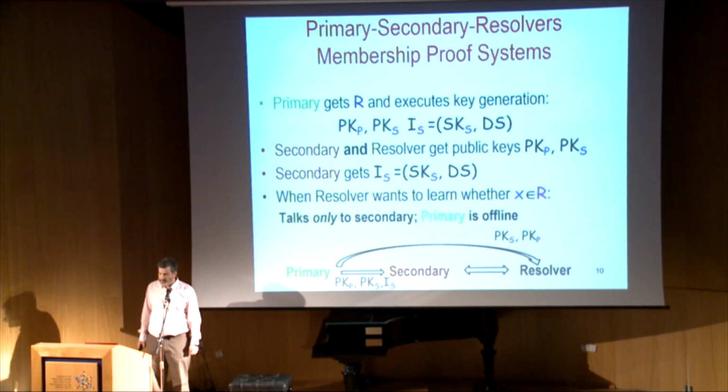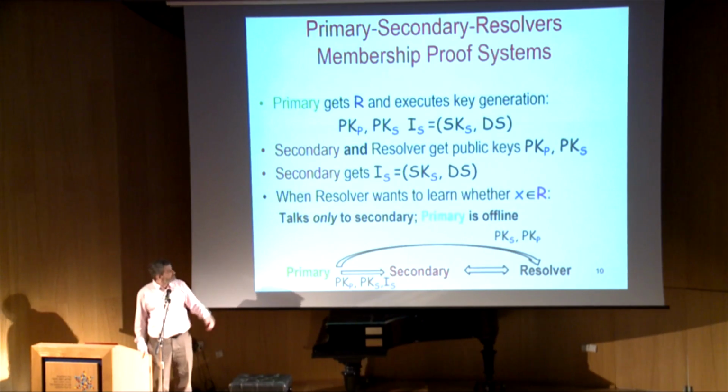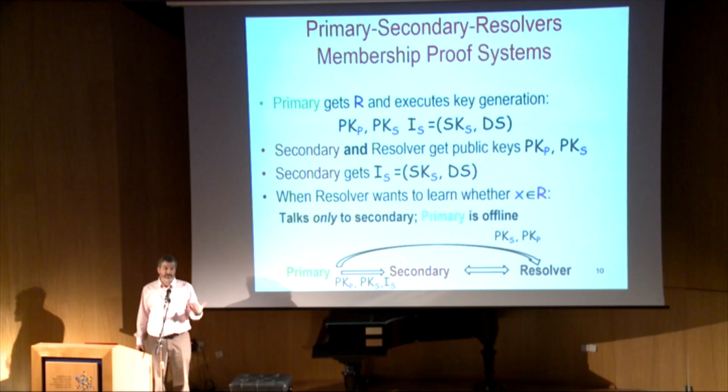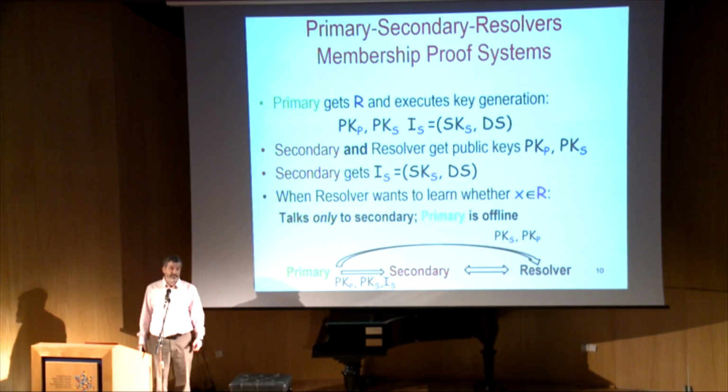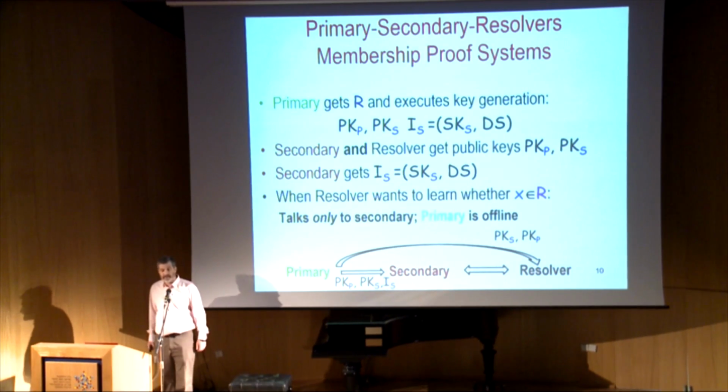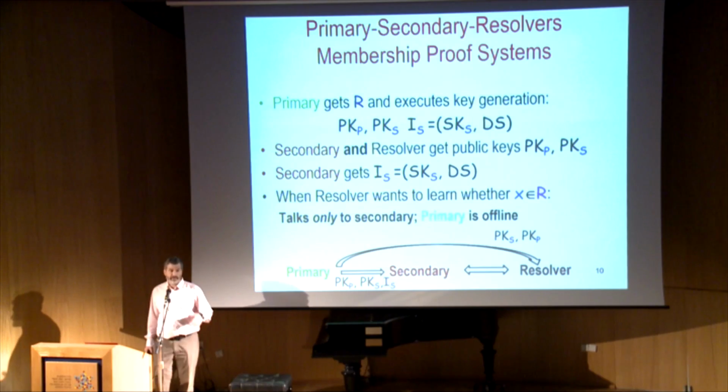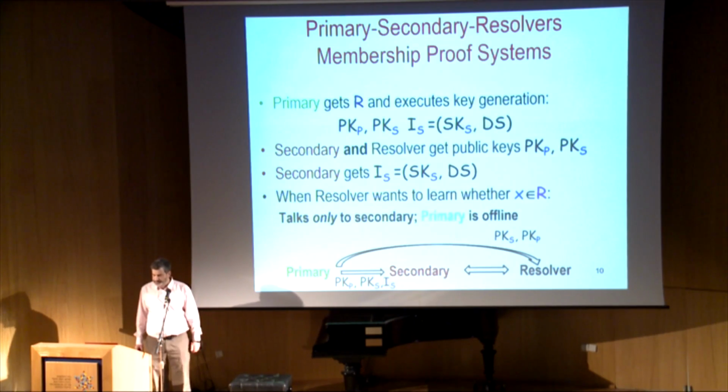And the secondary also gets a secret key. So the secondary knows secret information. This secret information doesn't allow it to cheat. It cannot create false proofs. But it allows him to convince the resolver, the verifier, that he's telling the truth.